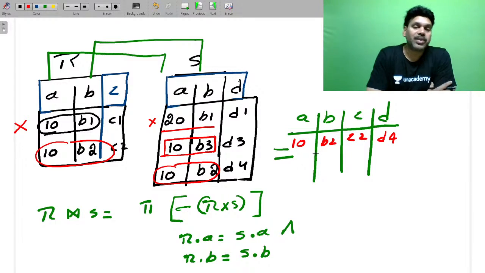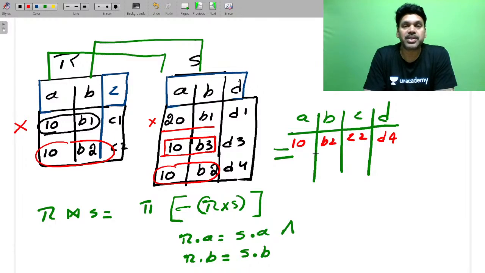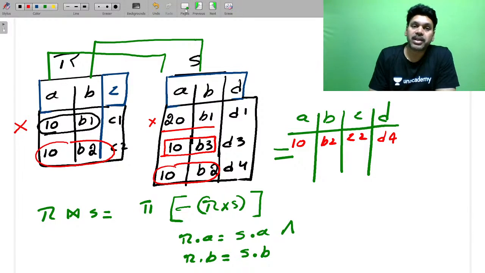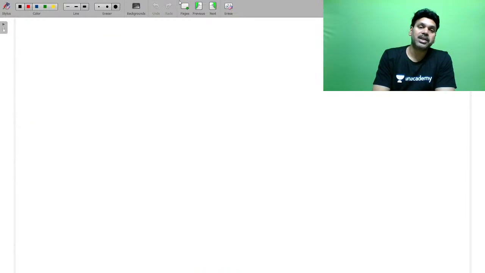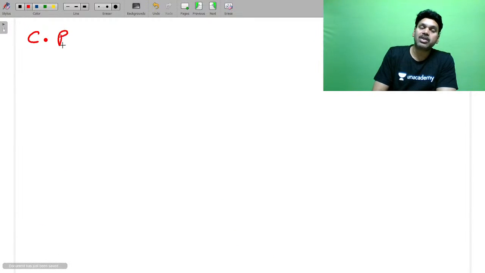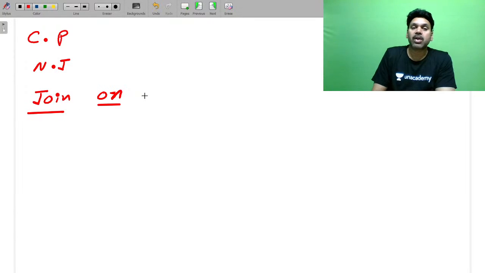So this trick you can limit by using a concept of what? Join using on clause. This is a third variety of join. Already I discussed CP cross product, NJ natural join. Now we are using what? Join on. We are using the on clause.